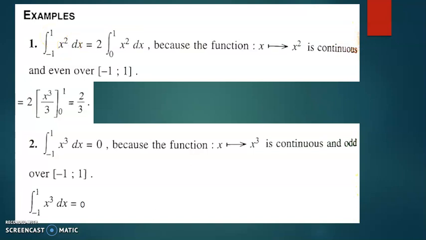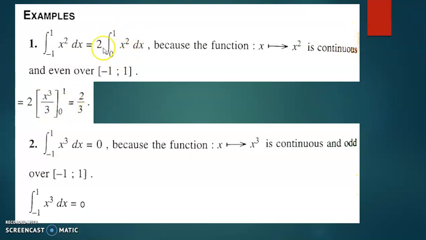The odd function is very helpful. For the even function, it's not always very helpful. So the integral now from minus 1 to 1 of x squared dx, since x squared is even, this means that it's equal to 2 times the integral from 0 to 1 of x squared dx. Now the integral of this is very easy and you'll get 2 over 3.